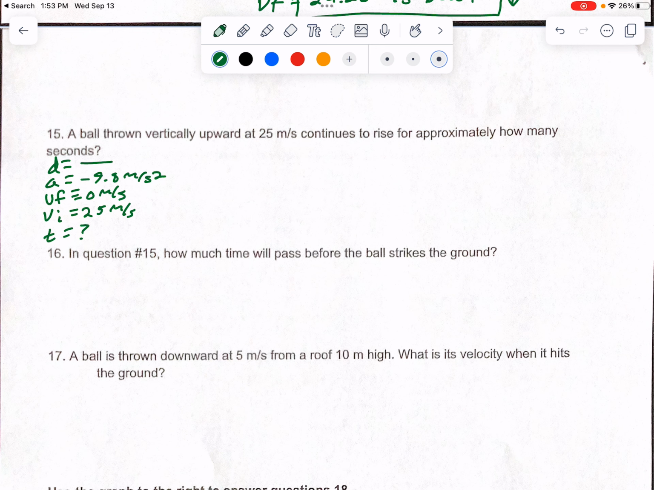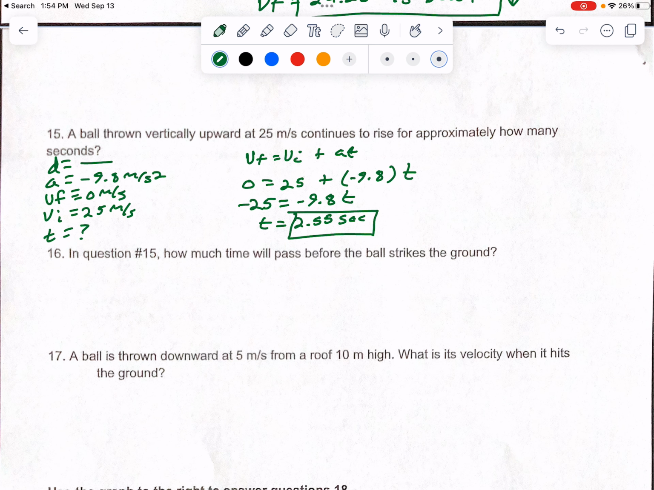So we're going to use equation 1, so VF equals VI plus AT. So VF is going to be 0. VI is 25 plus A, that's negative 9.8 times T. So I'd move that 25 over, it becomes negative 25 equals negative 9.8 T. So divide both sides by negative 9.8 and you get 2.55 seconds.